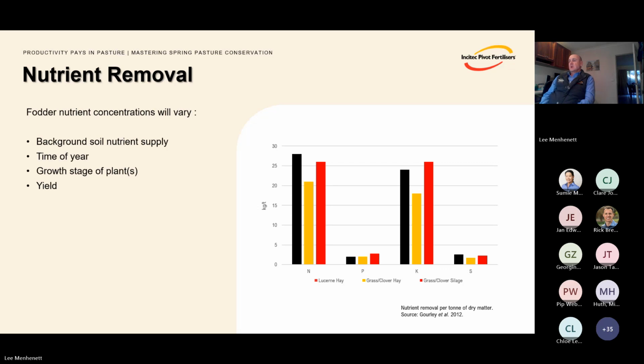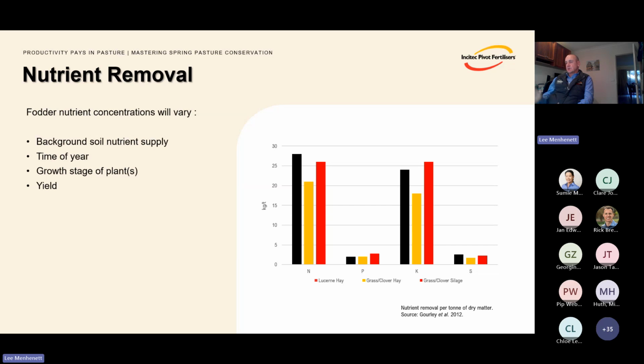So nutrient removal is going to be a big thing, obviously, when we take fodder from paddocks. And while there are some industry numbers around fodder nutrient removal, there is some variation in that nutrient concentration based on different hays or silages, and also the types of hay and silage that you might get come off paddock. So whether it's grass, clover, or a combination of both, or lucerne.